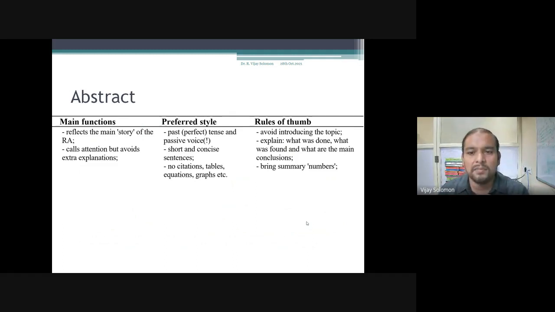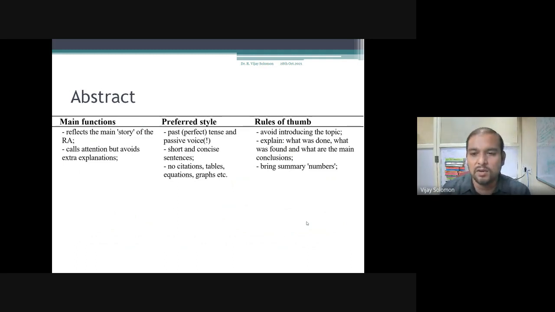The rule of thumb is to avoid introducing a topic. As I mentioned, you straight away start with the significance of the work, followed by the knowledge gap. Explain what was done, what was found, and what the main conclusions are.